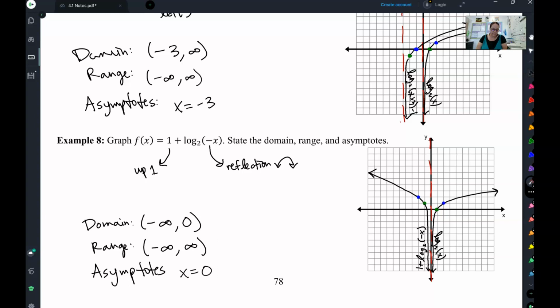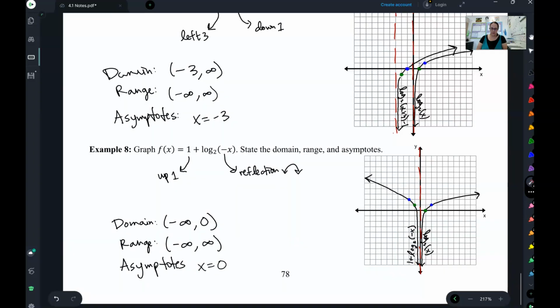Let's see how you did. Now remember, we're looking at a transformed graph, not the original. So my domain is -infinity up to 0, not including 0. My range is -infinity to infinity because it's everything, all the way up, all the way down. And the asymptote is still right there at x equals 0.